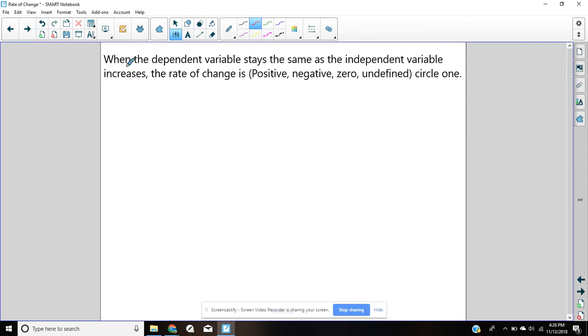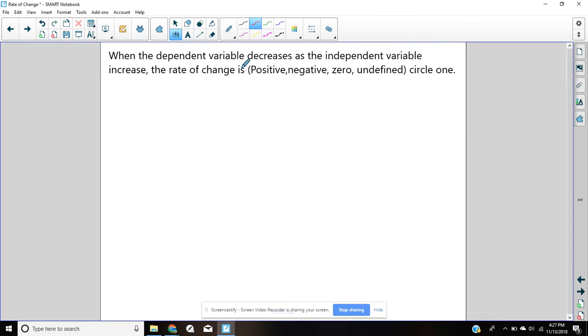Next example, the dependent variable is staying the same, which means my y coordinate is not changing. So thinking about what that would look like, as time, the independent, increases, as time passes, my value is staying exactly the same. It's staying on a horizontal line, also known as a slope of 0.